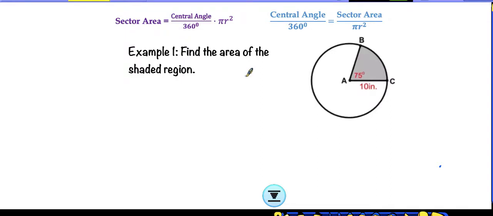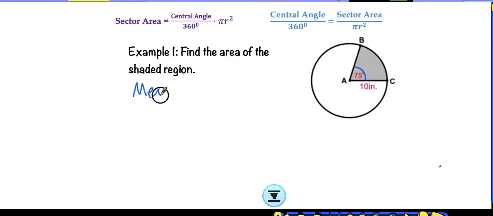So let's get started. We need to find the area of the shaded region for this one. As you can see, this shaded area is actually a sector, so we need to find the area of this sector. Let's see what information we know. We do have the central angle here. We also have the radius, which is 10 inches. So let's work on that.